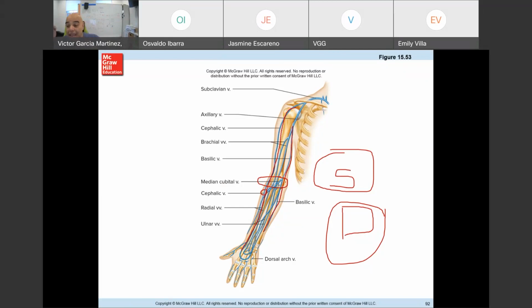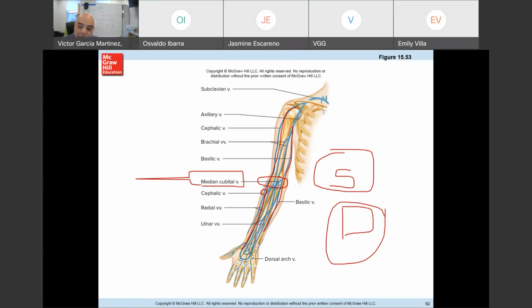And finally, connecting both sides, between the cephalic vein and basilic vein, you have the median cubital vein, which is the most common vein you use to draw blood. The most common place you always use in a patient for drawing blood is going to be the median cubital vein.